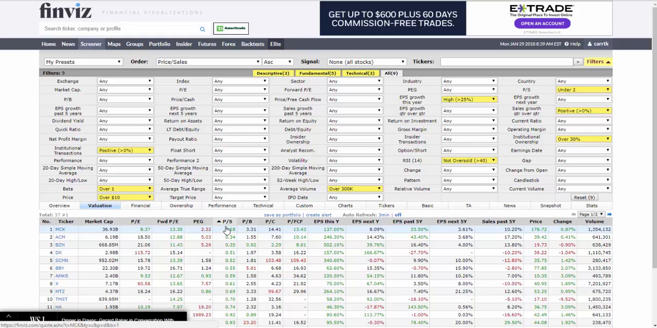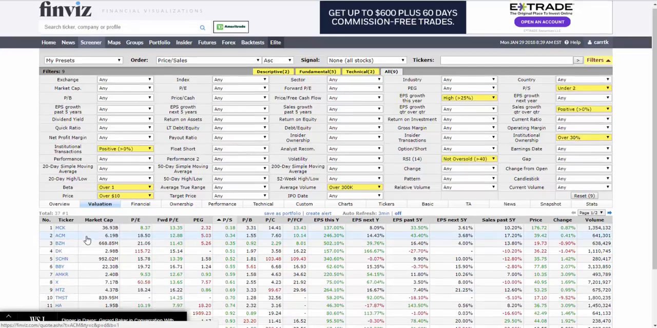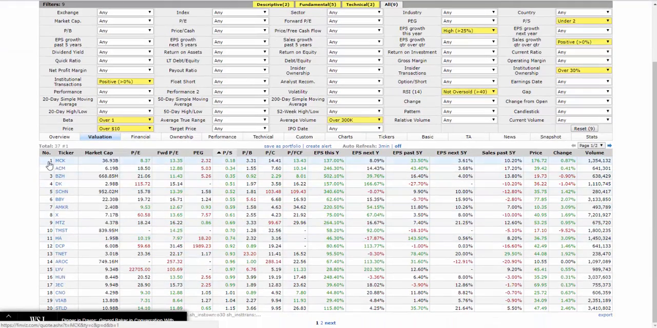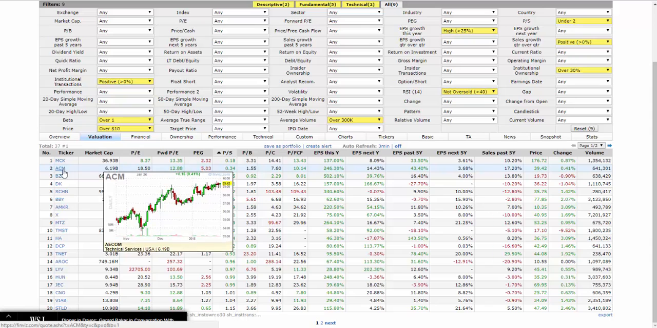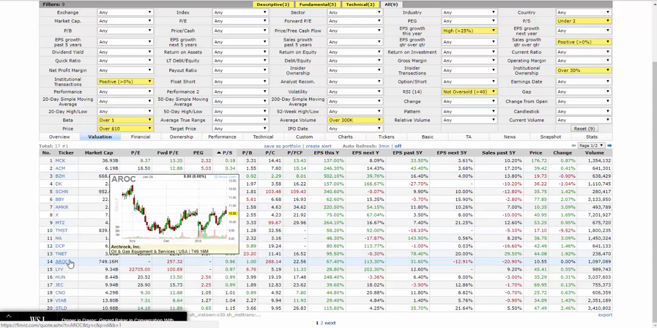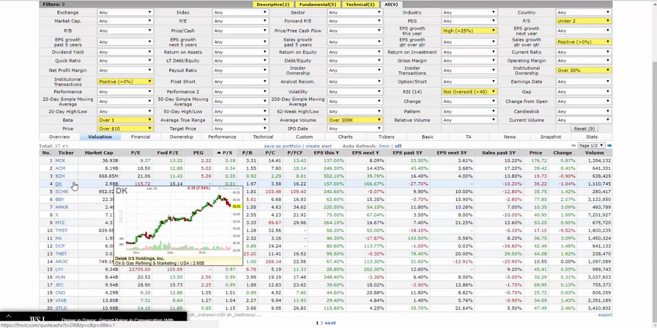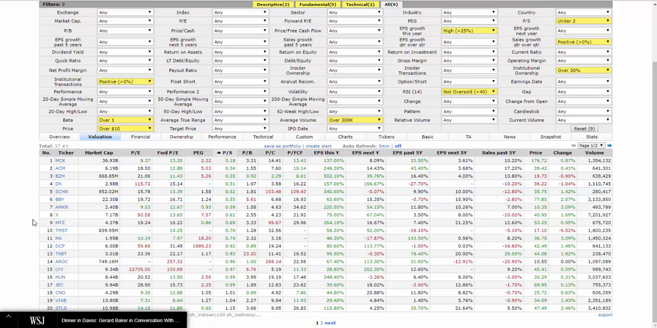So what I do is I click on this price to sales, and right at the very top I have some of the stocks that I would be most interested in. And in fact, as I'm looking at these stocks right now, I'm already long some of these because they've shown up on some of my other scans. So that's to me a nice confirmation. I like these stocks. I'm going to keep these stocks on my list.